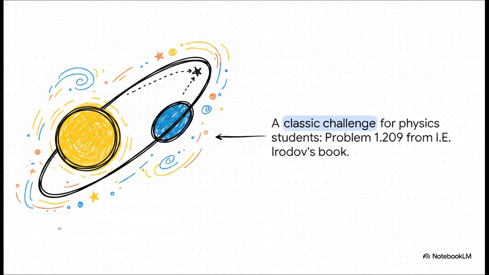So here it is in all its glory, problem 1.209. Basically, it gives us a planet zipping around the sun, and it says, hey, at this one specific moment, we know exactly how far it is from the sun, how fast it's going, and the angle between those two things. And from just that one little snapshot, we're supposed to figure out the absolute closest and farthest that planet will ever get from the sun. It's a really great problem.